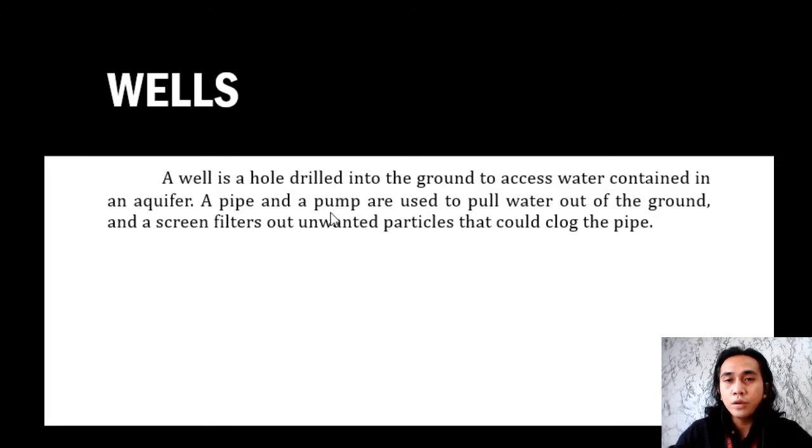A well is a hole drilled into the ground to access water contained in an aquifer. A pipe and a pump are used to pull water out of the ground, and a screen filters out unwanted particles that could clog the pipe.